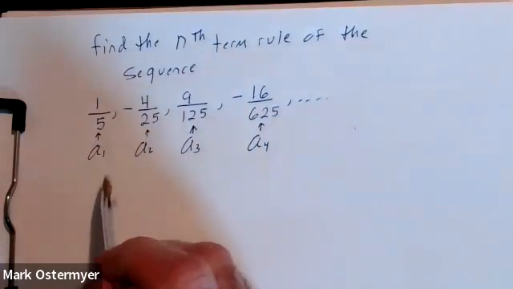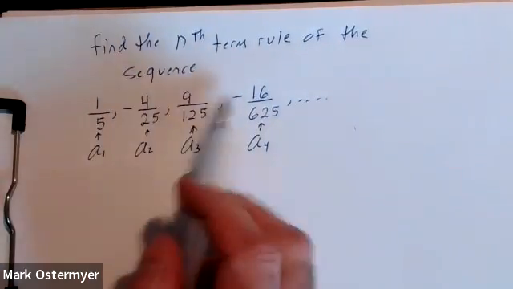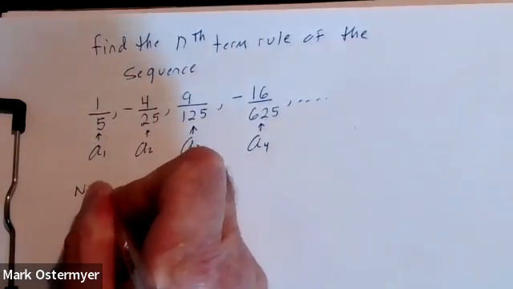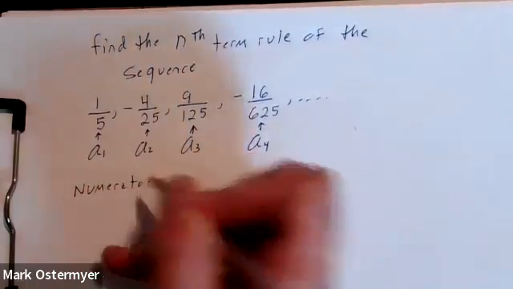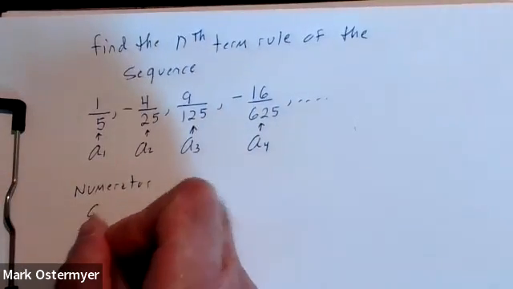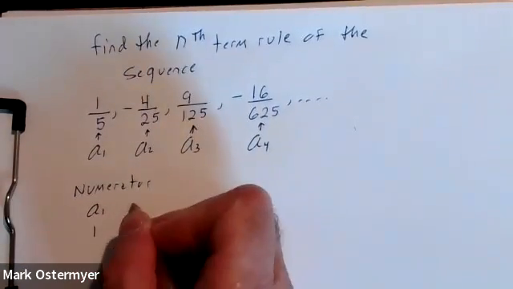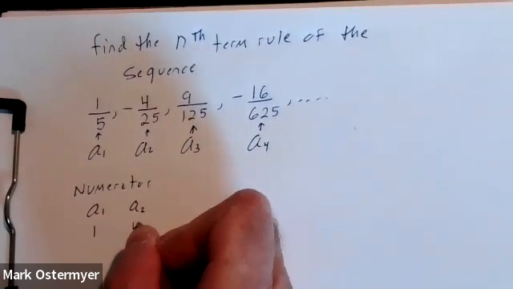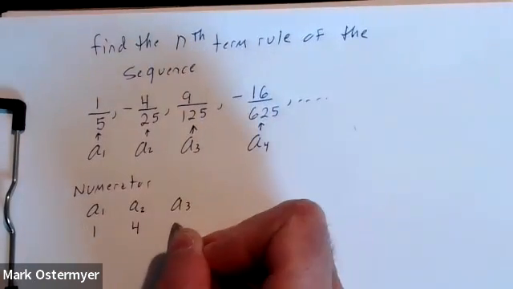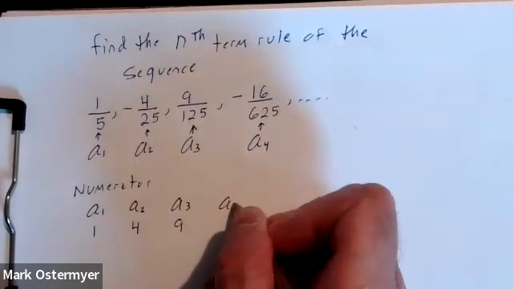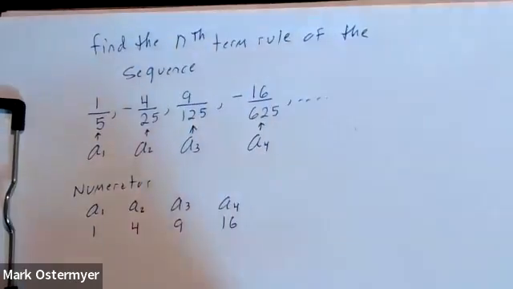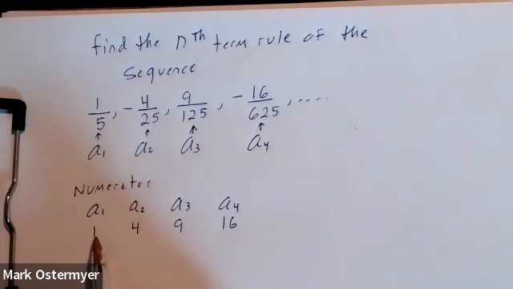One way you could do this is, since we have fractions here, you could break it up into the numerator versus denominator. So let's look at the relationship between the term index and the numerator. Notice the numerator of the first term is 1, the numerator of the second term is 4, 9 is the numerator of the third term, and 16 is the numerator of the fourth term.